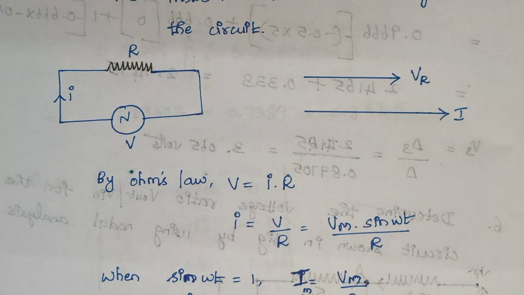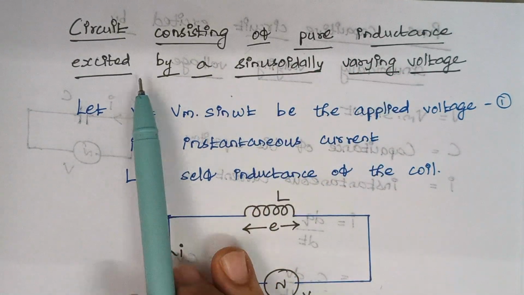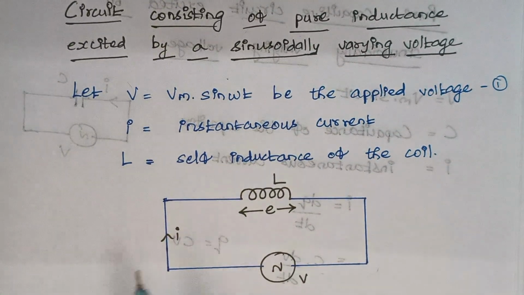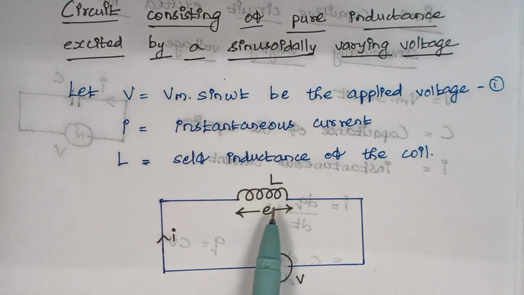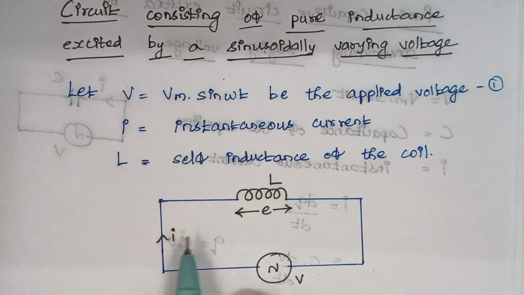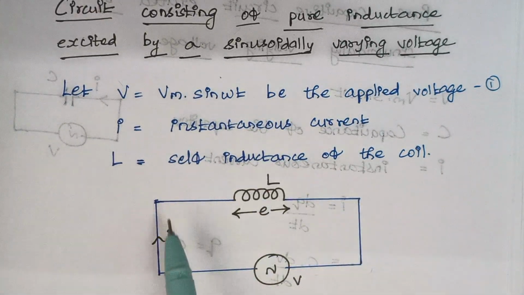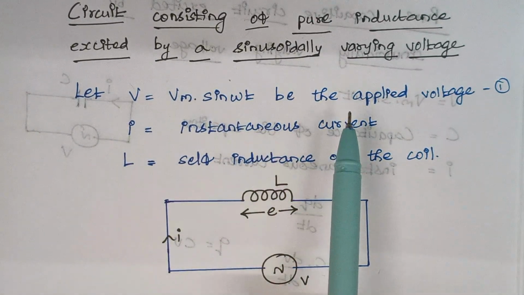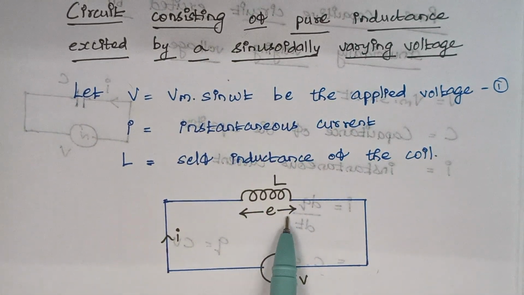Right. Next we will proceed with the inductive circuit. Circuit consisting of pure inductance excited by a sinusoidally varying voltage. That is, again consider a circuit. We are having a voltage source v and here we are having only an inductor, right? And i is the current that flows through the circuit. Again, since we are applying a sinusoidal voltage, here v is nothing but Vm into sin omega t, right? And e is nothing but the voltage across this inductor.